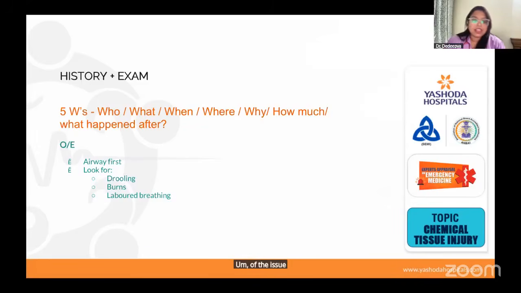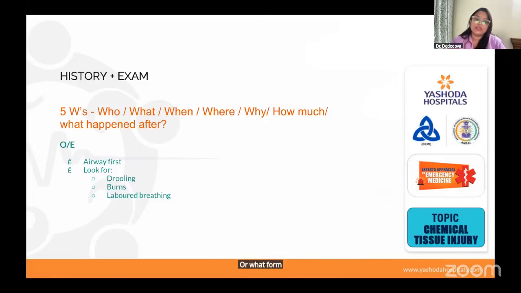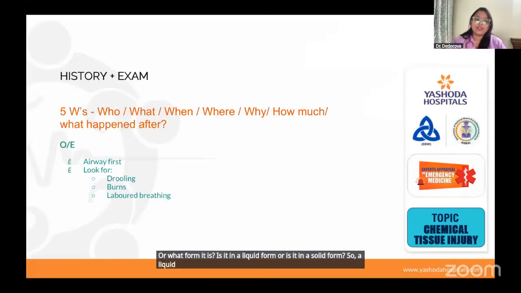The second thing is what. What type of substance? Whether it is an acid or an alkali, whether it is a household concentrated corrosive or an industrial-level corrosive, and what form it is in. Is it in a liquid form or a solid form? A liquid form tends to have volatile capacity, so it goes deeper into the tissues, whereas solid forms will cause more severe oropharyngeal burns. That is very important to assess the severity and risk of the injury.